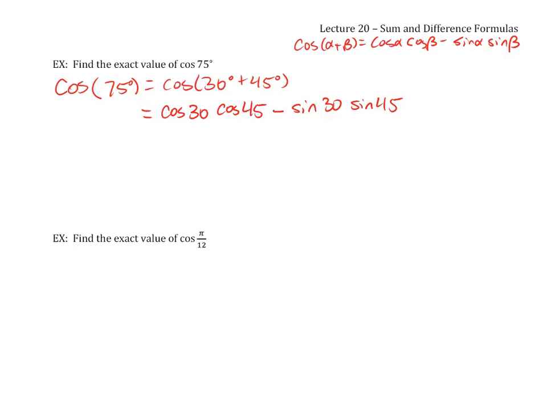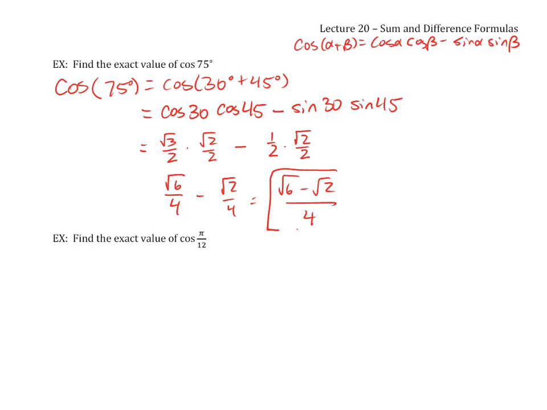Now the cosine of 30 degrees we know to be square root of 3 over 2. Cosine of 45 is square root of 2 over 2. Minus sine of 30 is 1/2. And sine of 45 is square root of 2 over 2. If we multiply those each out, we get square root of 6 over 4 minus square root of 2 over 4, or square root of 6 minus square root of 2 over 4. We have an exact value for cosine of 75.